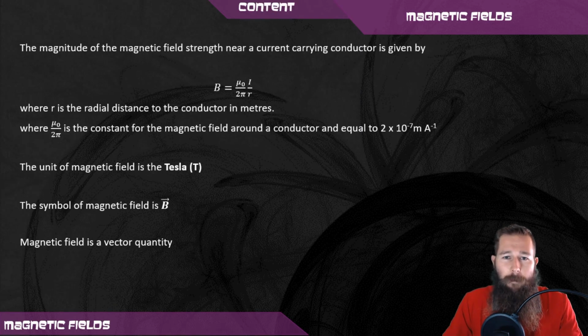The magnitude of the magnetic field around a current carrying conductor can be determined by this equation here. In this equation, R is the distance to the conductor. This term is a constant for the magnetic field around the conductor, and the value is 2 times 10 to the negative 7 meters per amp. I is the current in amps. B is the magnetic field strength, and it has units of Tesla, and it is also a vector quantity.